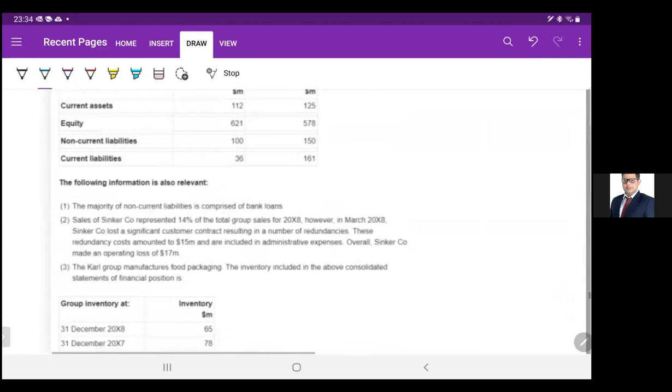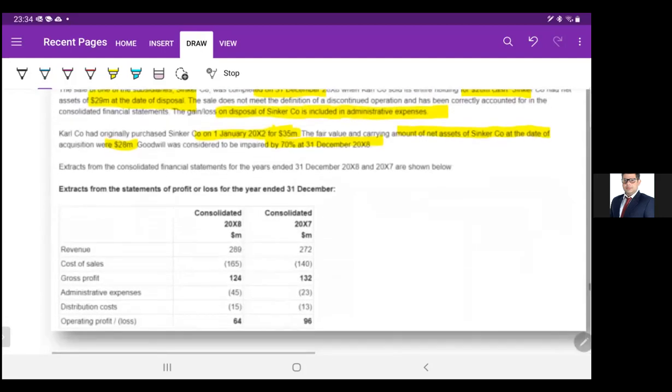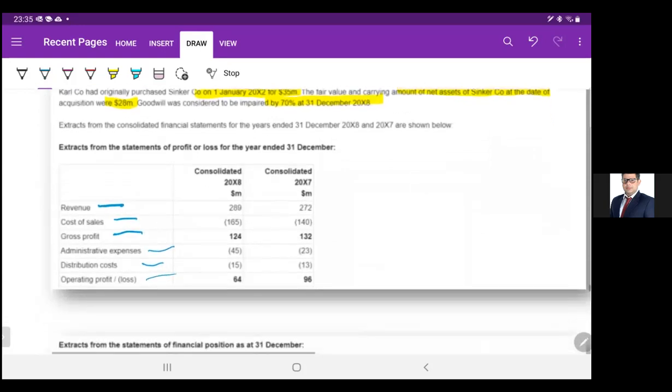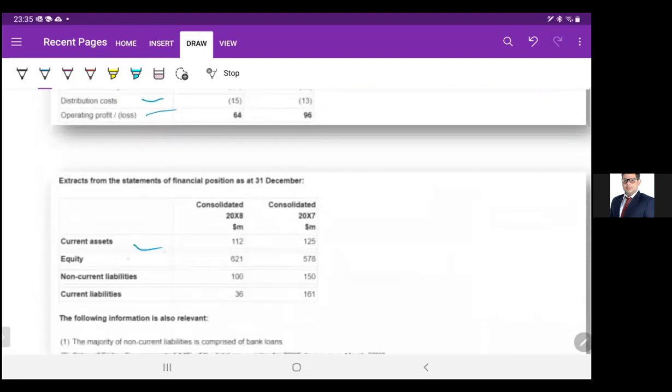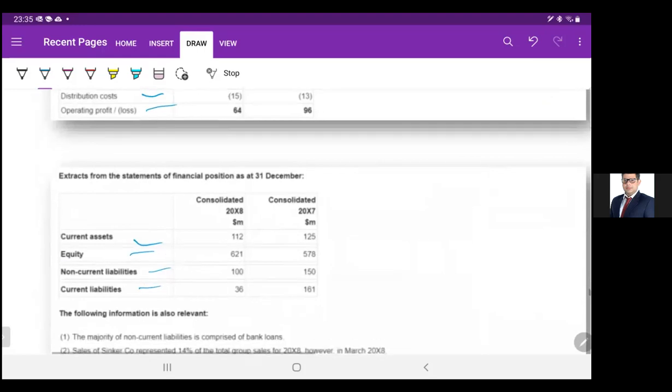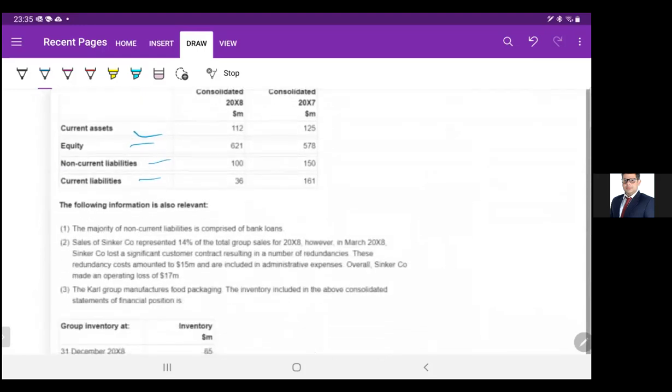Okay, we have revenue, cost of sales, gross profit, admin expenses, distribution expenses, operating profit or loss. We have current assets, equity, non-current liabilities and current liabilities. The majority of the non-current liabilities is comprised of bank loans. Sales of the single company represent 14% of the total group sales for 20X8. However, in March 20X8, the single company lost a significant customer contract, resulting in a number of redundancies. This redundancy cost amounted to 15 million and was included in admin expenses. Overall, the single company made an operating loss of 17 million.